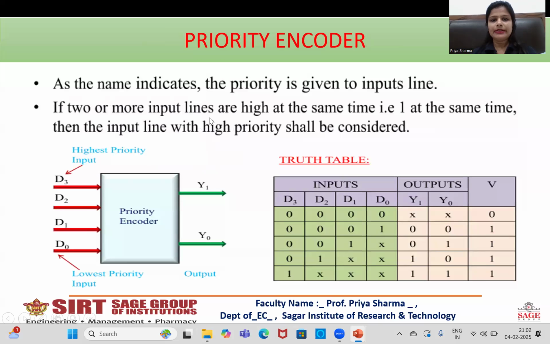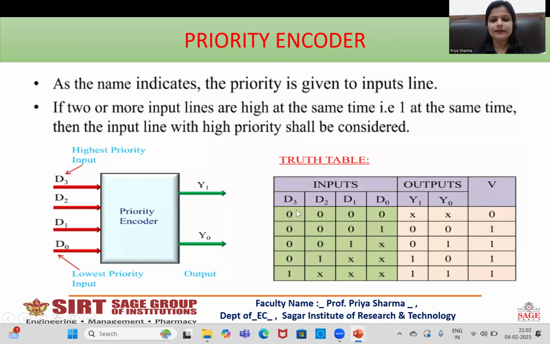Coming firstly to the priority encoders, as the name indicates, priority is given to the input lines. If two or more input lines are active at the same time, that is, if they are 1 at the same time, then the input line with higher priority will be considered, irrespective of the inputs at the lower priorities. If we consider a 4 to 2 line encoder having 4 inputs and 2 outputs, D0 will have the lowest priority and D3 will have the highest priority.